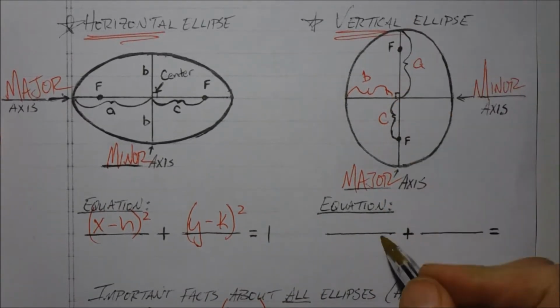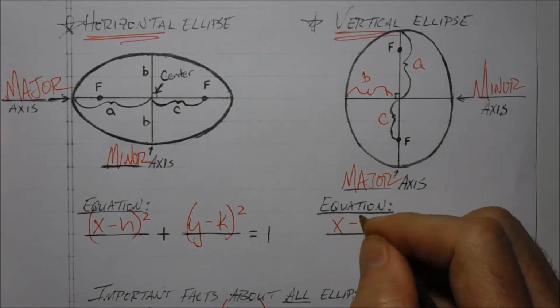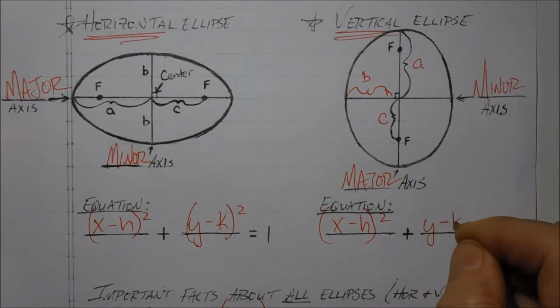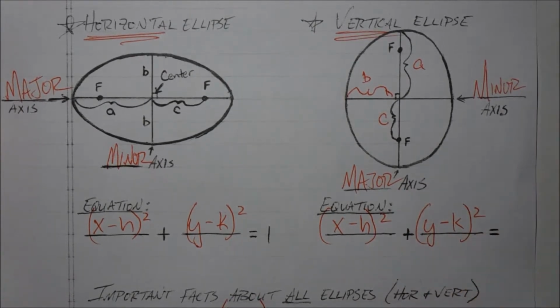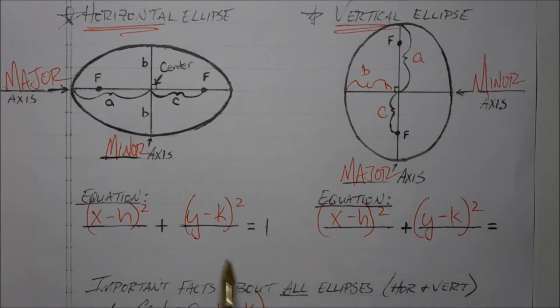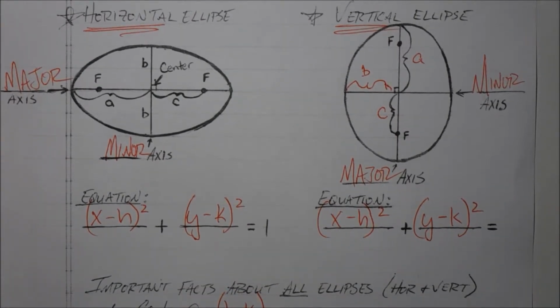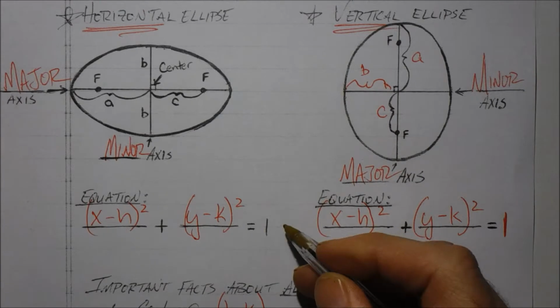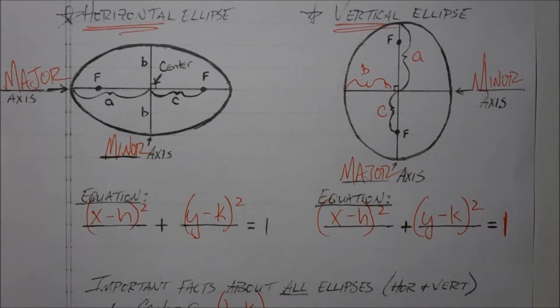With your vertical ellipses, look at this. Boy, that's radically different there. That's really, really different. Okay, but notice it's all the same stuff. Everything's the same. All right, you ready for what's different? Okay. So again, this is also equal to 1. So how are they different?